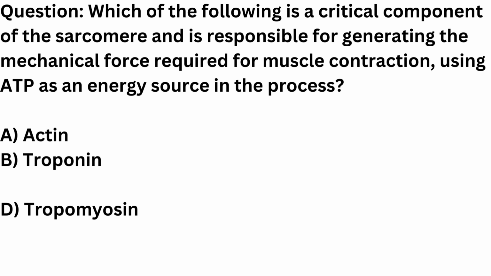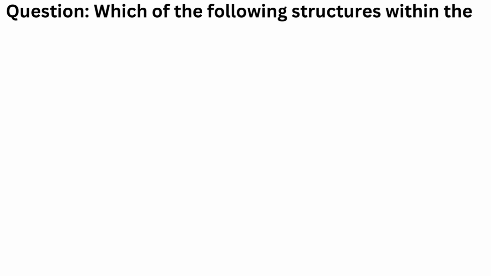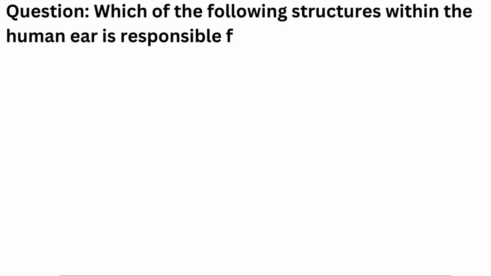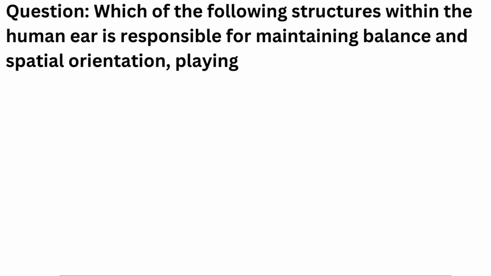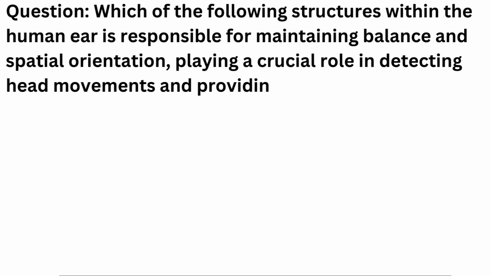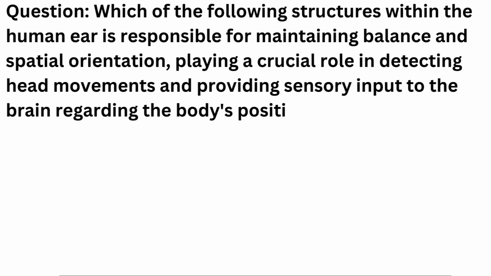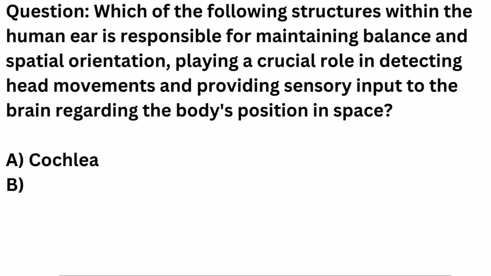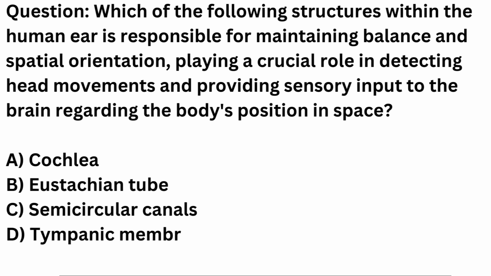Myosin. Question. Which of the following structures within the human ear is responsible for maintaining balance and spatial orientation, playing a crucial role in detecting head movements and providing sensory input to the brain regarding the body's position in space? A. Cochlea. B. Eustachian tube. C. Semicircular canals. D. Tympanic membrane. Correct answer is C. Semicircular canals.